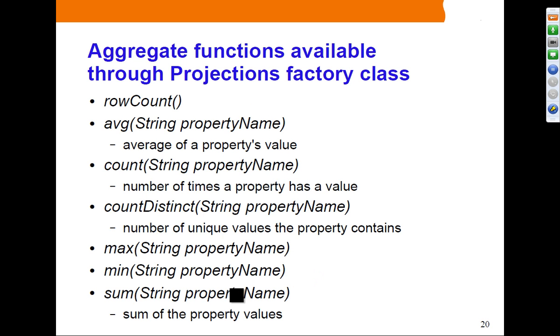Projections and aggregation. Here you can use any of these things. Row count: how many rows in the table. Average: the average value of these properties. Count: the number of times a property has a value. Count distinct: the number of unique values of that property. And max, min, sum.